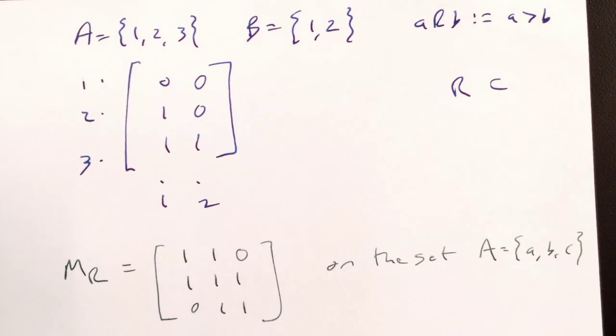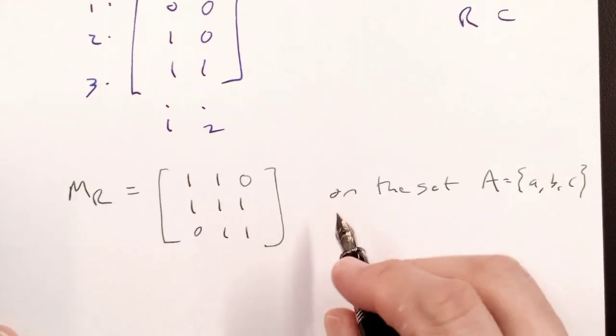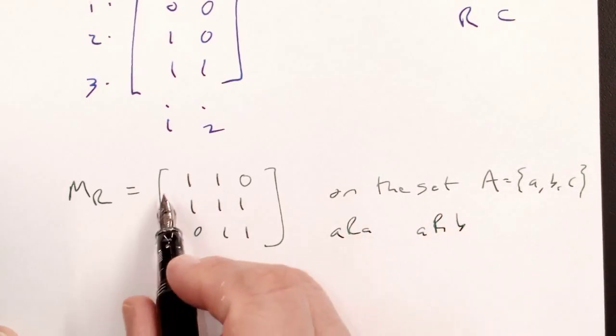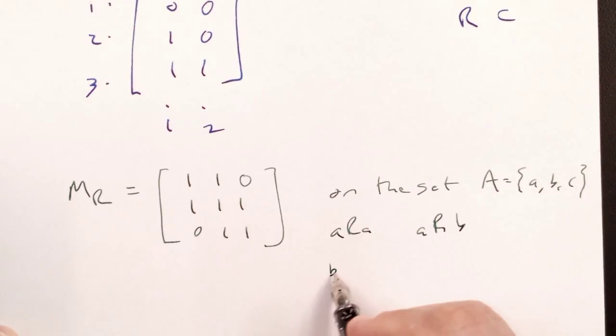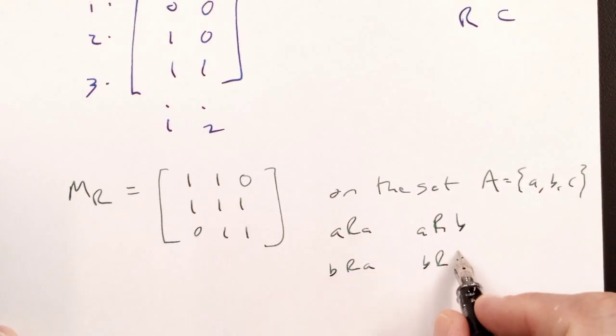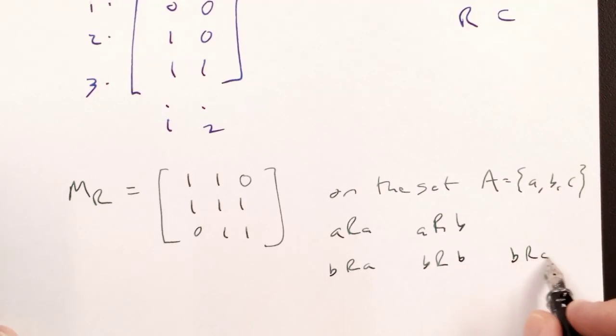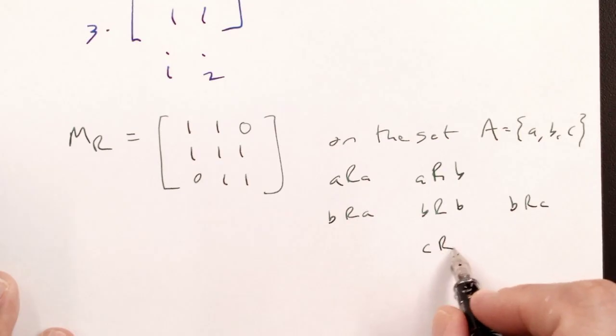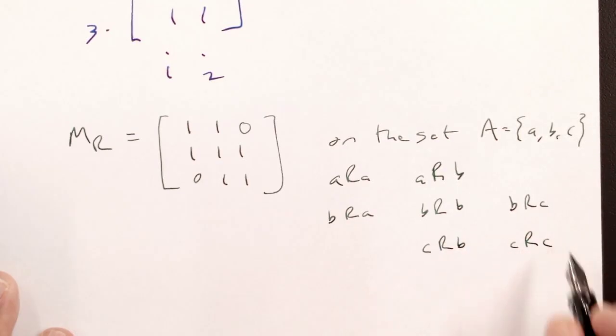AC and CA are both false. And everything else? It's true. So A is related to A, A is related to B, but A is not related to C. B is related to A, B is related to B, B is related to C. C is not related to A, but C is related to B, and C is related to C.